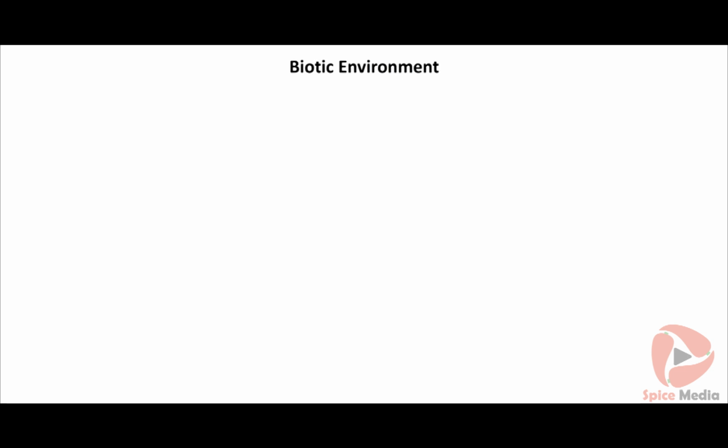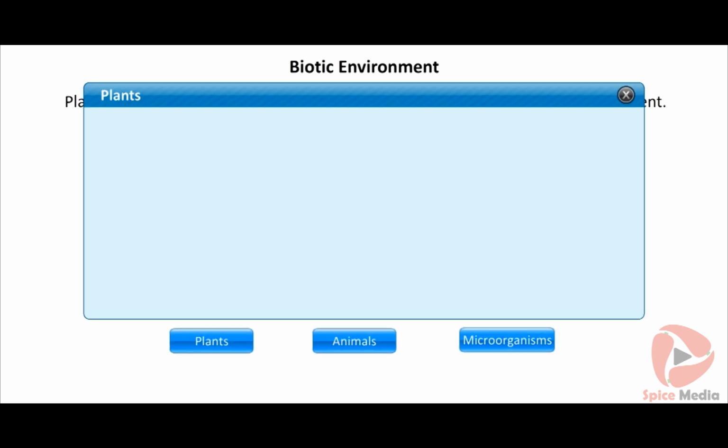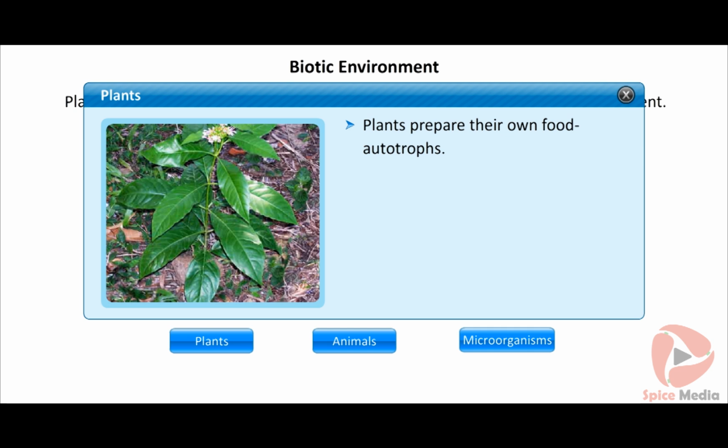Biotic environment. Plants, animals, and microorganisms are the living components of biotic environment. Click on each of the components listed here, one by one, to know them in detail. Plants. Plants prepare their own food. Hence, plants are called autotrophs.